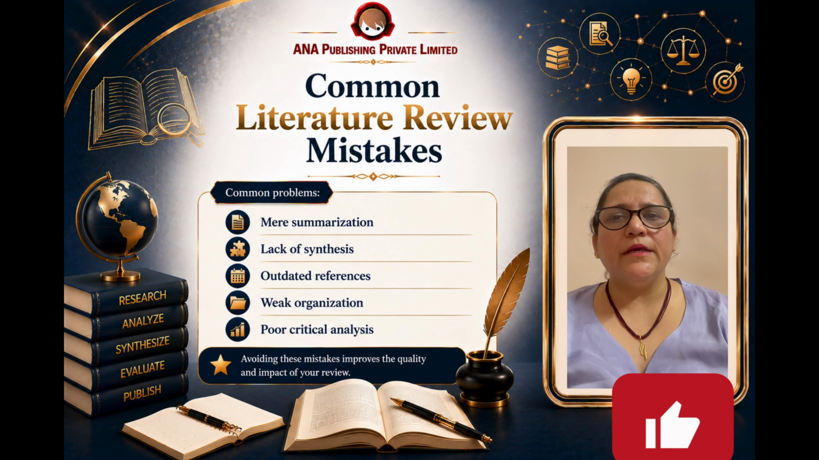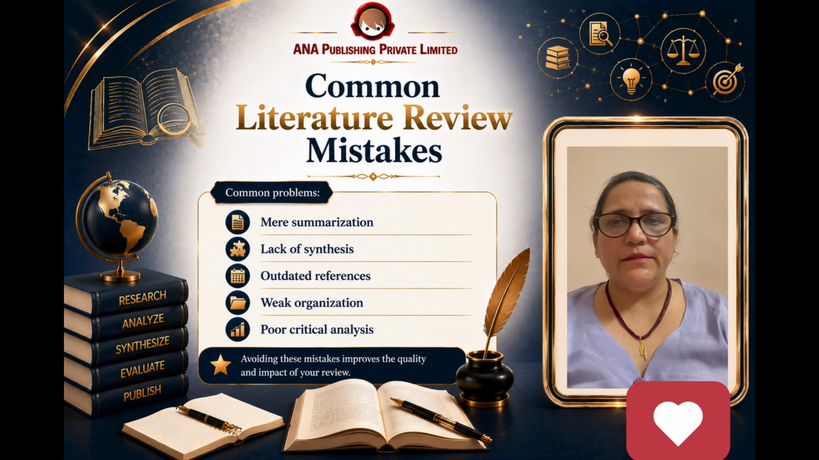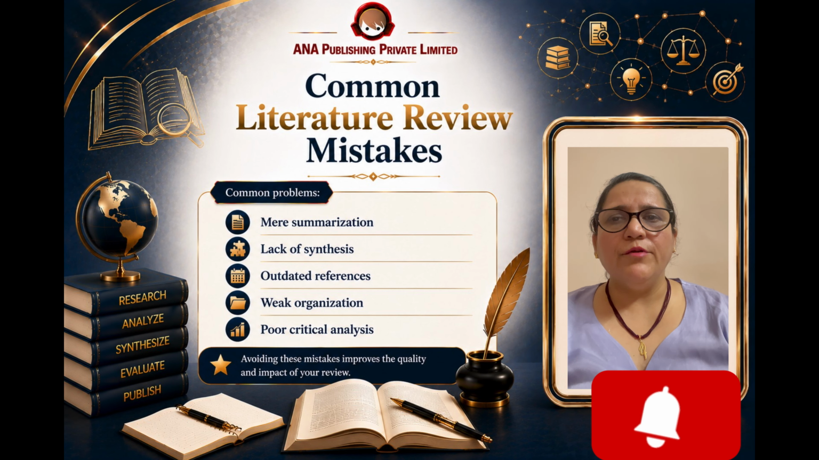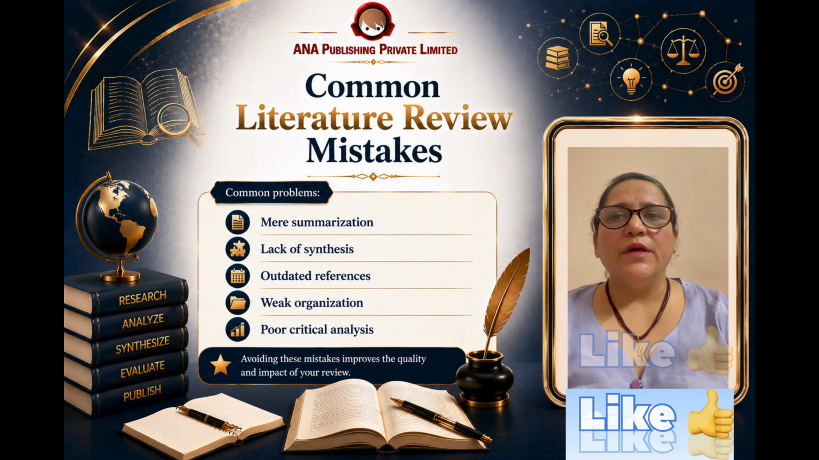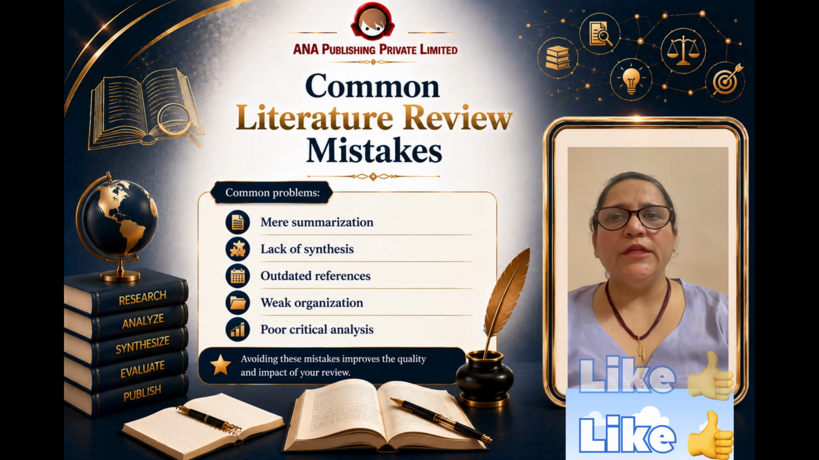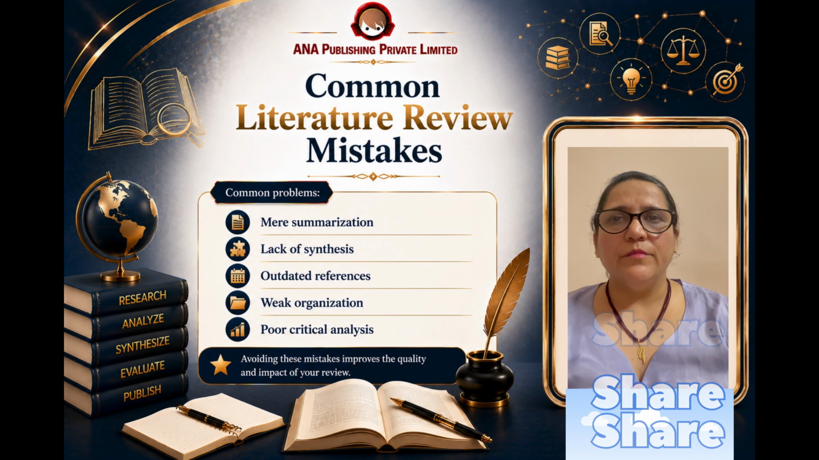The second mistake is lack of synthesis. A literature review should integrate findings rather than simply list them. Another common problem is relying heavily on outdated references. While foundational studies are important, researchers should include recent literature whenever possible. Weak organization can also reduce the effectiveness of a review. Ideas should flow logically from one section to another.